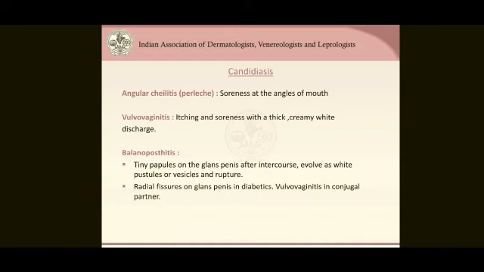Angular cheilitis, nothing but fissures at the angles of the mouth. Vulvovaginitis presents as itching and burning sensation with thick, creamy, white vaginal discharge. Balanoposthitis is usually seen in men, and is more common if they have a history of diabetes. Clinically it presents as tiny papules on the glans penis following intercourse, and then it may involve white pustules or vesicles that rupture. Radial fissures on the glans penis in diabetics, vulvovaginitis in the conjugal partner.